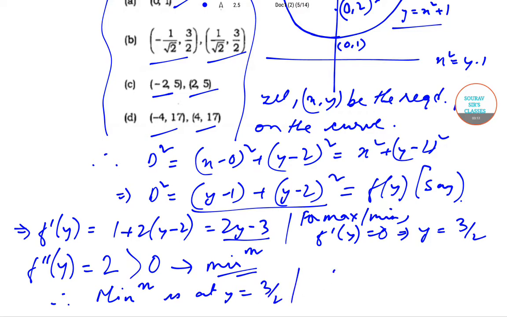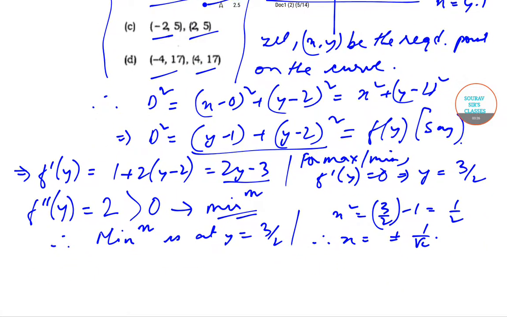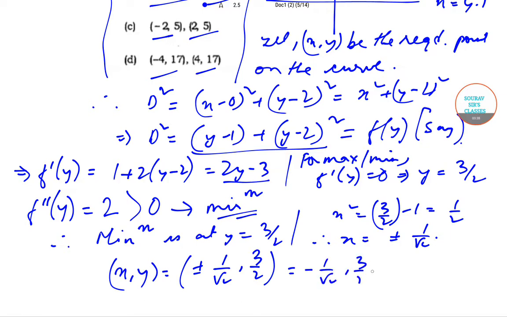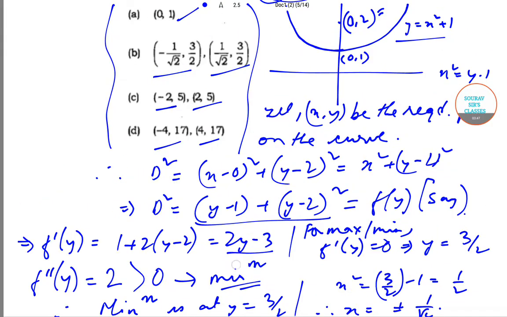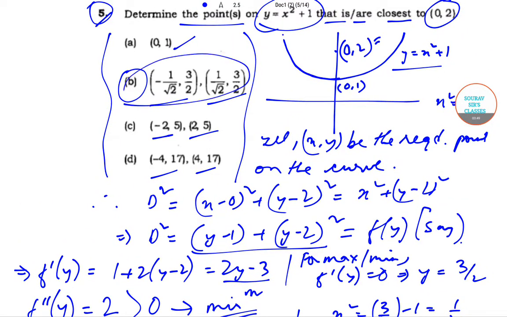Now if we put y equal to 3/2, then x square is equal to 3/2 minus 1, which will be equal to 1/2, and therefore x will be equal to ±1/√2. In that case we can write that (x, y) is equal to (1/√2, 3/2), or we can write it as (-1/√2, 3/2) and (1/√2, 3/2), which is option B. So option B is the correct option.